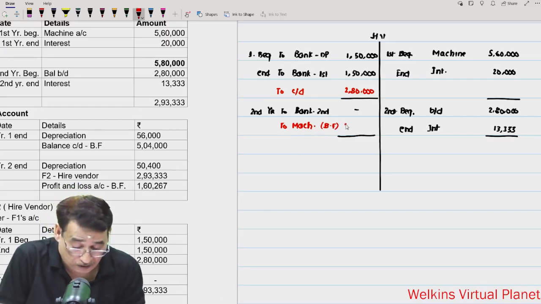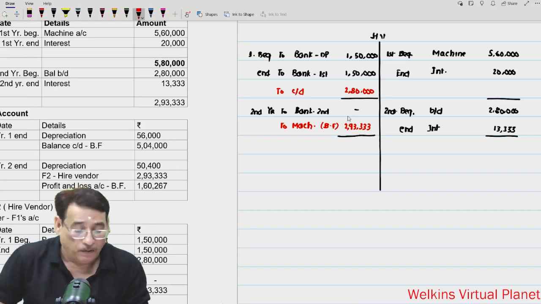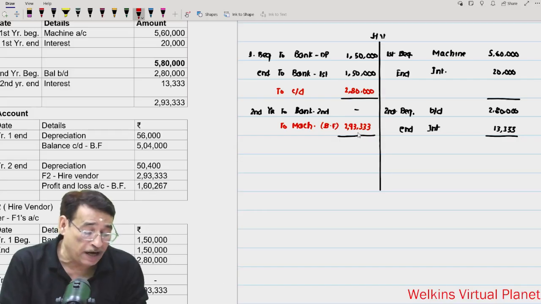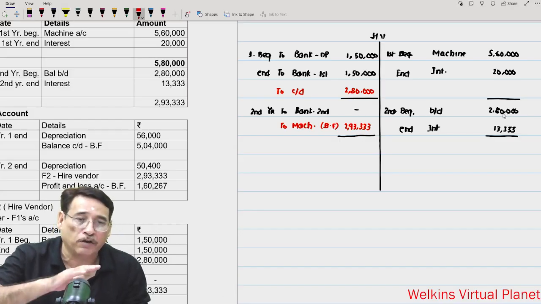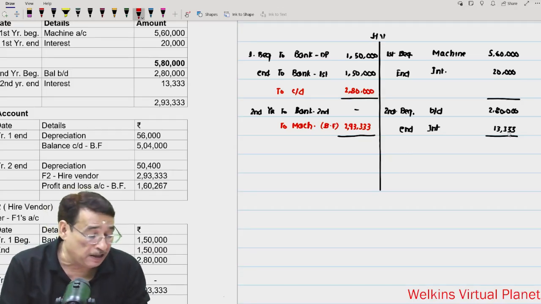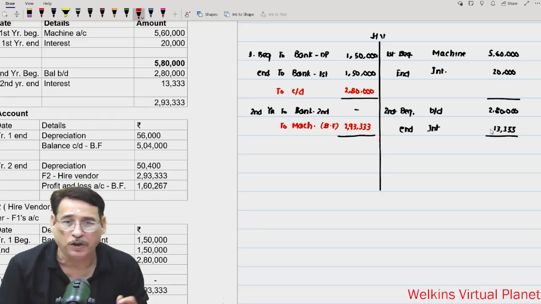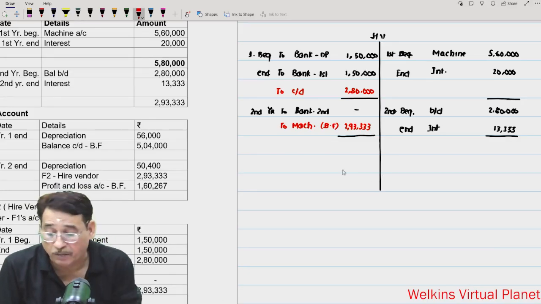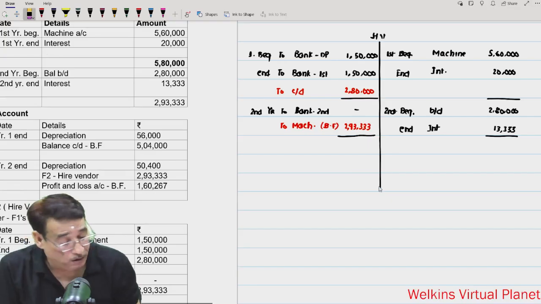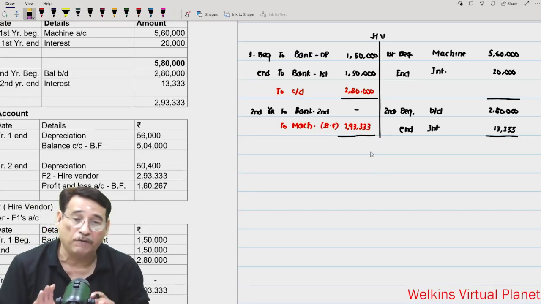Now you will simply balance it. Balance will be equal to 2,93,333. It means this is the machinery against which you were supposed to pay 2,93,333 more. See, at the end of the first year, 2,80,000 is the payment you are supposed to make to the hire vendor. And because interest of 13,333 has become due, by the end of the second year, 2,93,333 were supposed to be paid to the hire vendor. So at this particular value, the machinery will be returned. Is it clear to you or not? So now you have returned the machinery to the vendor. Till the second year only, you will have to prepare the account.